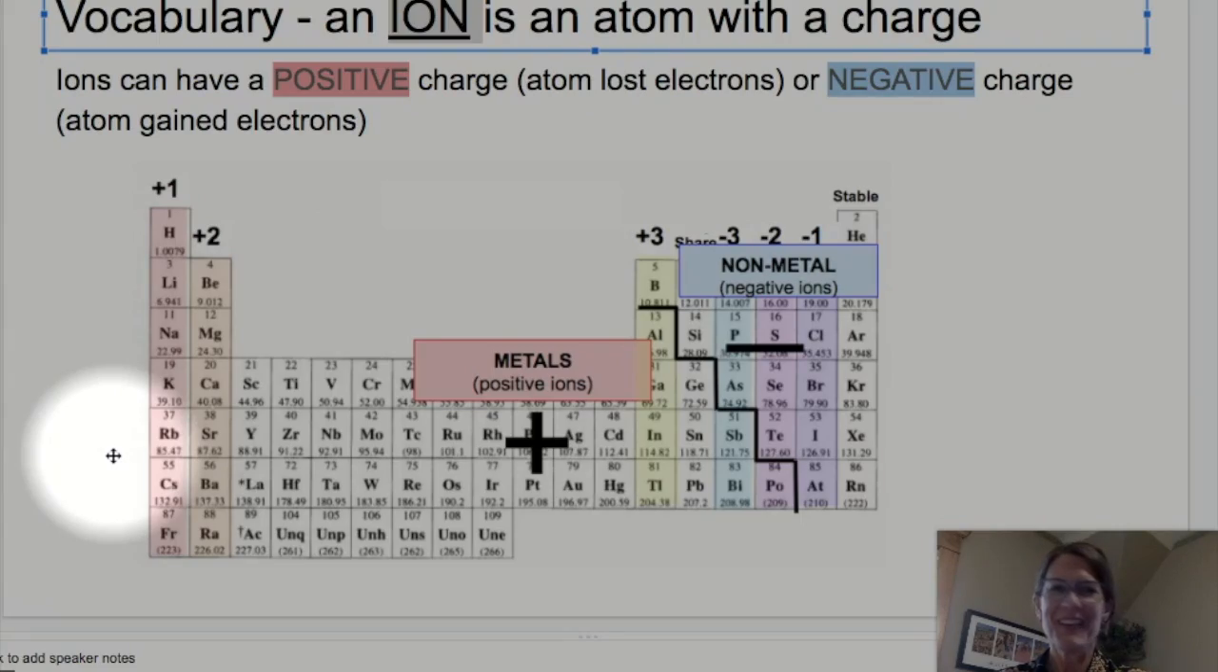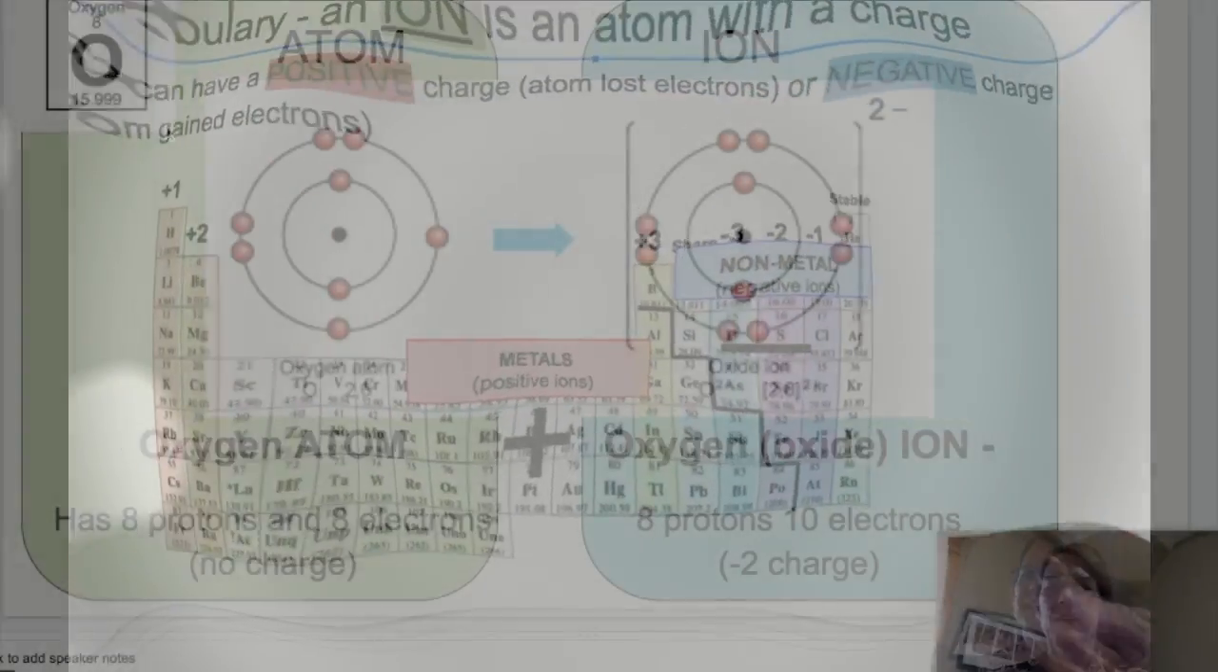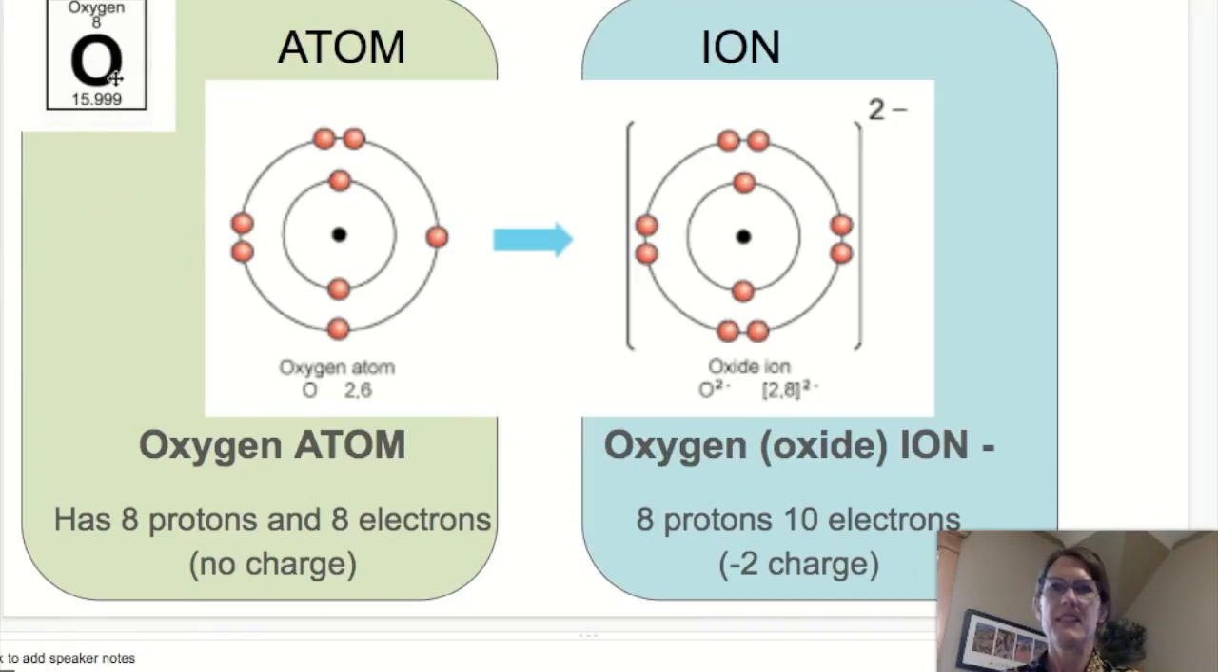Now back to our notes here. So on this slide, we see the periodic table square for oxygen. And then remember that the atomic number of 8 means in an atom of oxygen, there are 8 protons, A equals P, and 8 electrons.